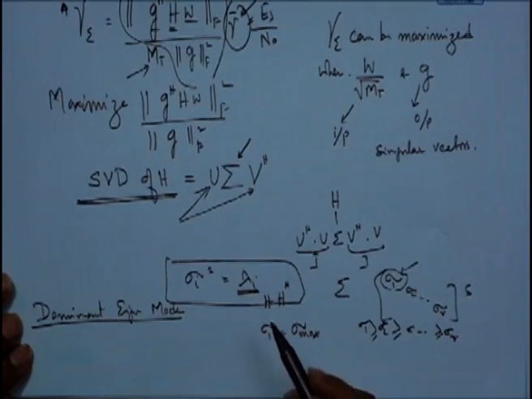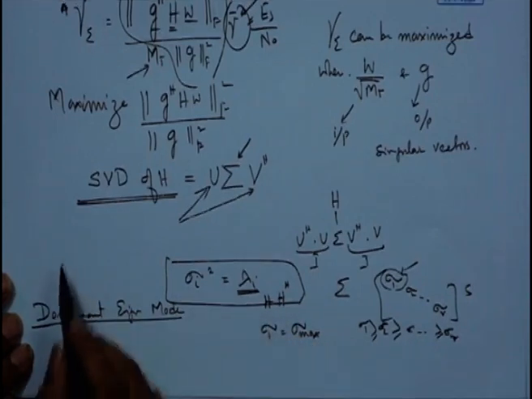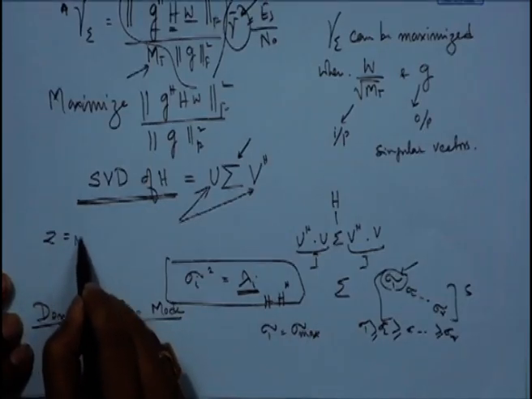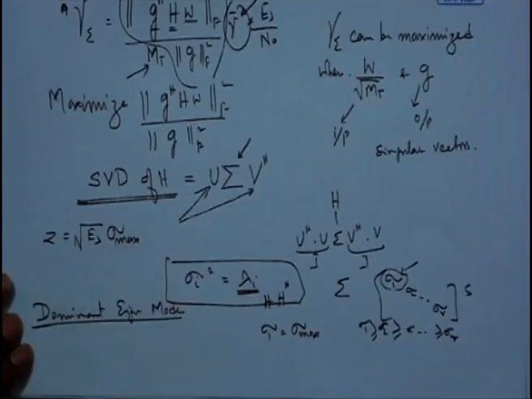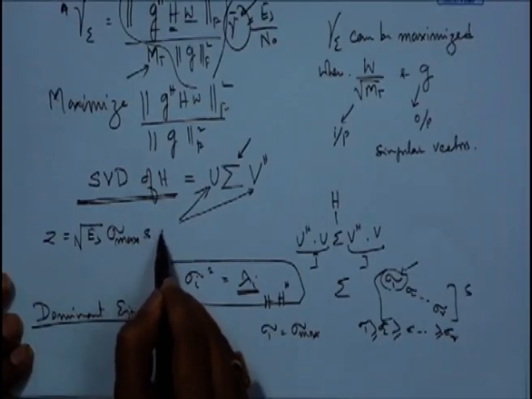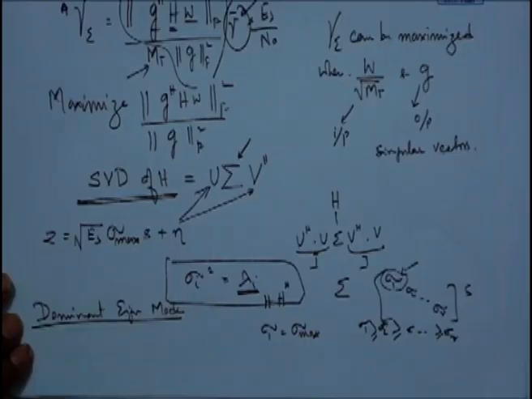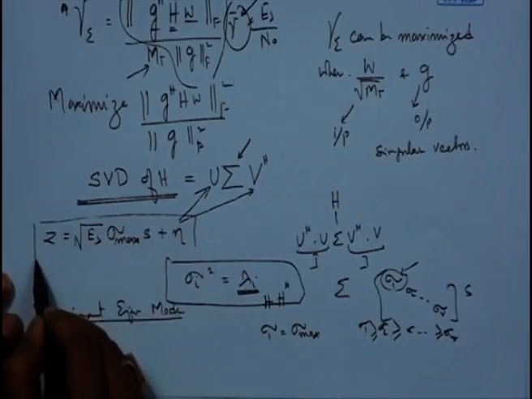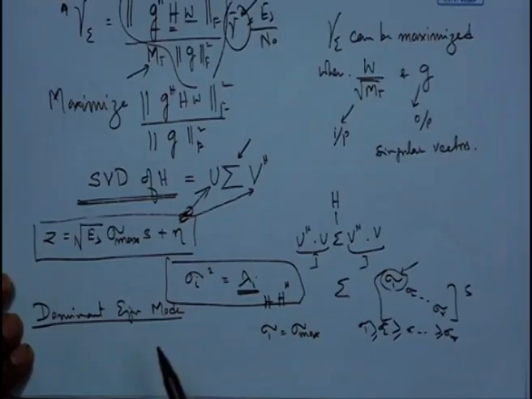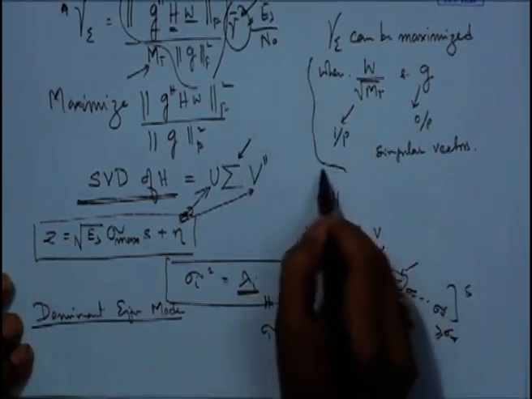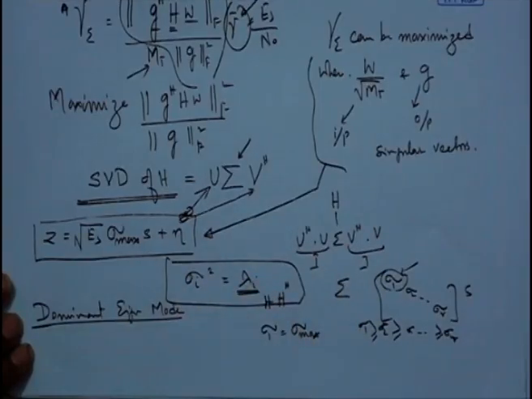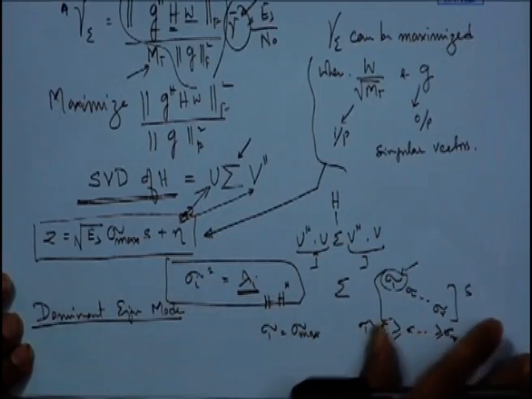So, if we choose that, the received expression after all of this we could write as Z is equal to root over ES sigma max times S plus the noise. This is the final expression that you are going to get at the end of it. If we choose it in this way, you are going to get the expression which is like this. So, when we have it here, we would like to proceed further.